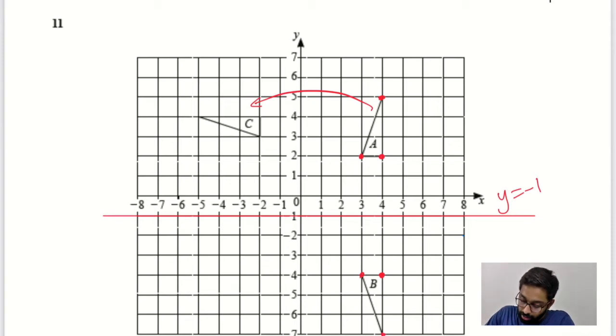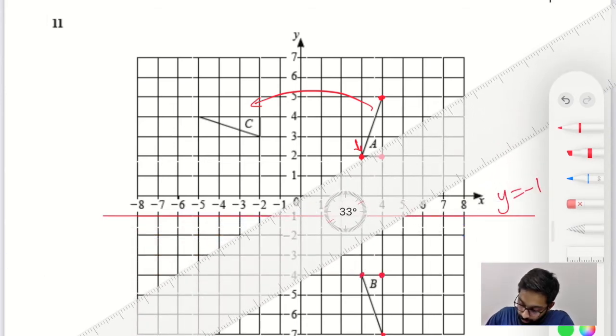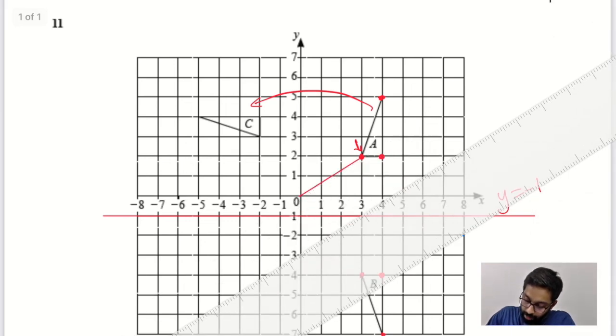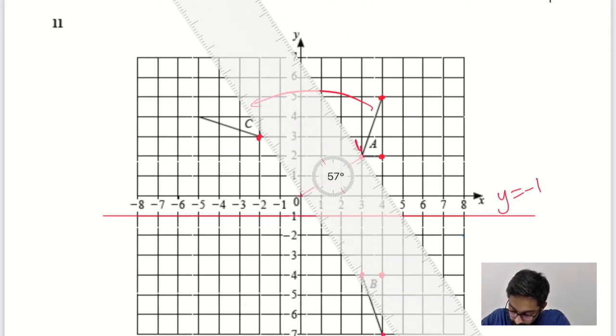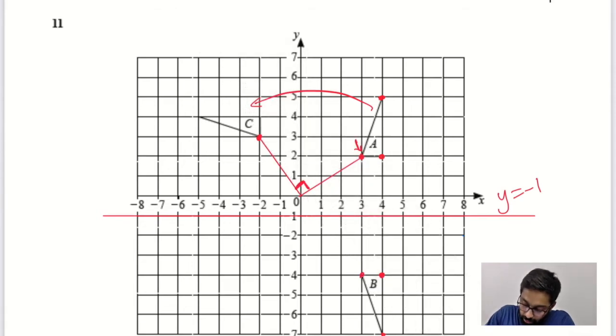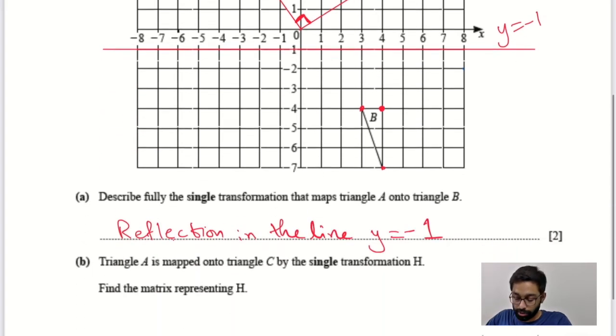Let's check. So let's first connect this point right here with the origin, because we're trying to find the angle of rotation. Then if this point is being mapped onto this point, let's draw a line from that point to the origin as well. When we do that, this angle looks like a 90-degree angle. So this is a 90-degree anti-clockwise rotation.